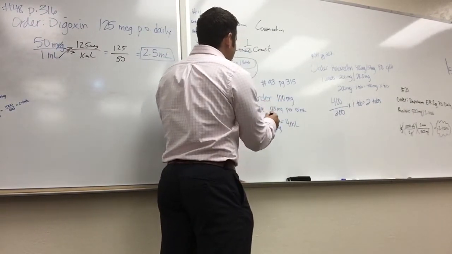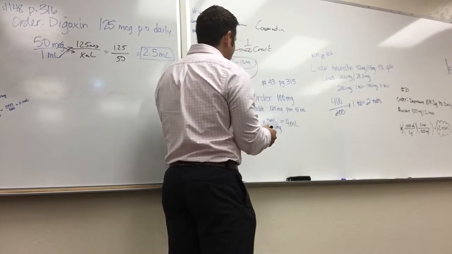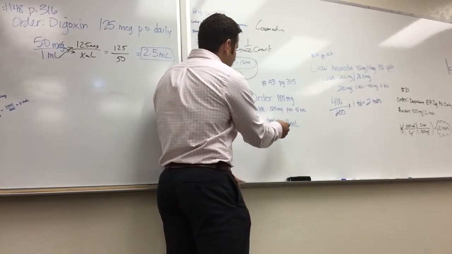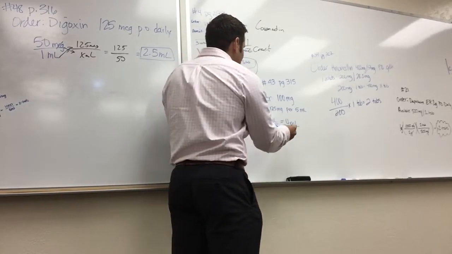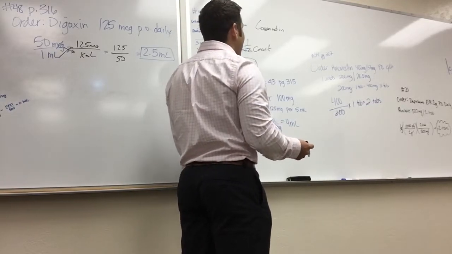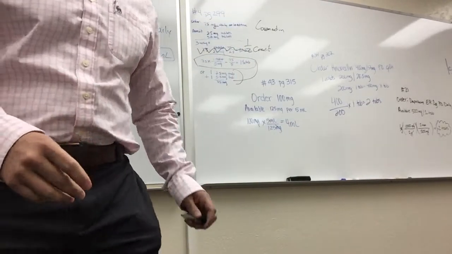Orders 100 milligrams, available is 125 per 5 mLs. So 100 milligrams times 5 divided by 125 is a dimensional analysis, 4 mLs. Happy day. Okay.